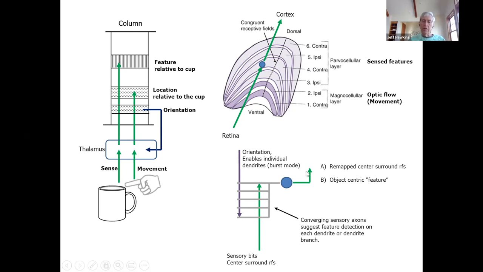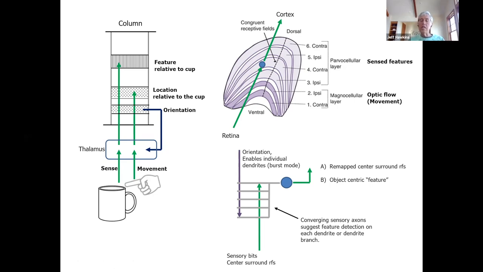I asked myself, could this be just remapping center surrounds? And so, I don't even know what that means. I can't figure out how to get it to work, but that's what I've heard the empirical data is, that they say the output of these cells is a center surround RF. If that's true, I'm having trouble making that work.